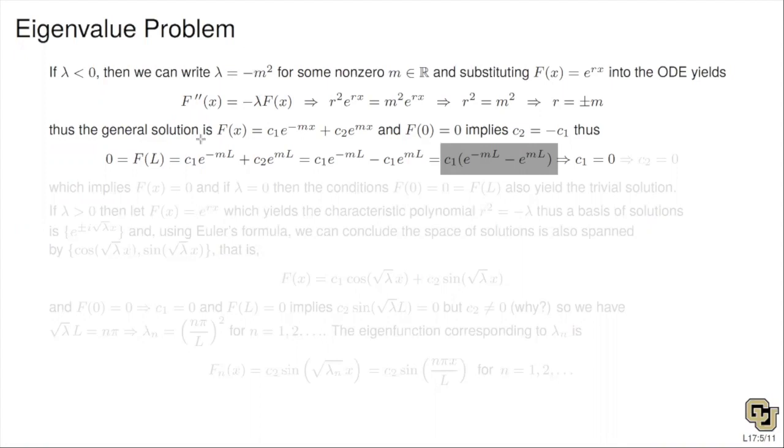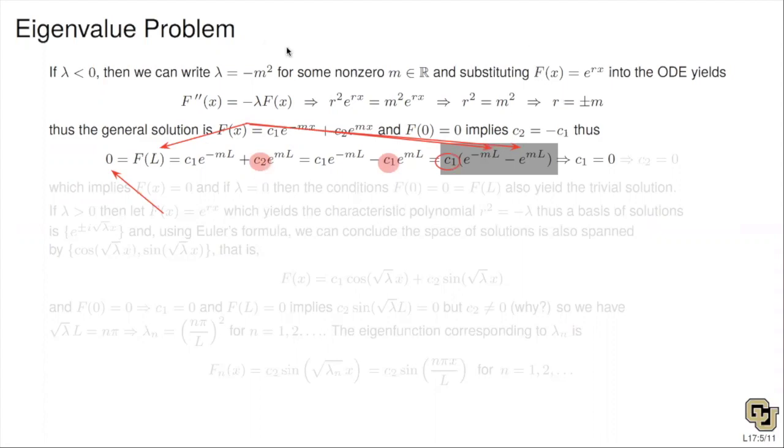Now I'm doing the other boundary condition. So here I've plugged in a capital L and set it equal to 0. And you see the capital L is right here, replaced for the x. And then we also replaced the C sub 2 with C sub 1, and then factored out that C sub 1.